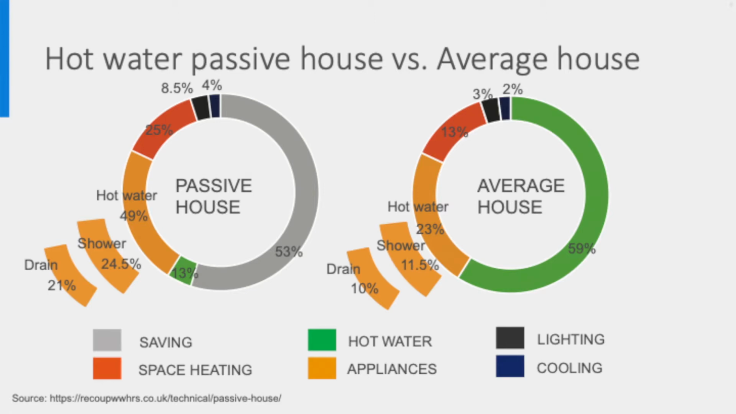the total energy use. You can see in the example on this slide, we compare a passive house with an average house in the UK. You see that the absolute quantity of heat used for hot water is identical in both cases. But because of the very low amount of space heating in passive houses, the share of hot tap water increases a lot. This means that in the future, to further increase the energy efficiency of houses, hot tap water will become more important.